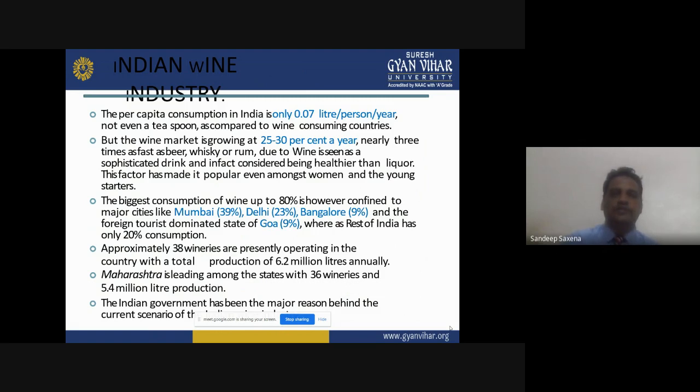Approximately 38 wineries are presently operating in the country with a total production of 6.2 million liters annually. Maharashtra is leading among the states with 36 wineries and 5.4 million liters production. The Indian government has been the major reason behind the current scenario of the Indian wine industry. So these are some facts and statistics about the Indian wine industry.